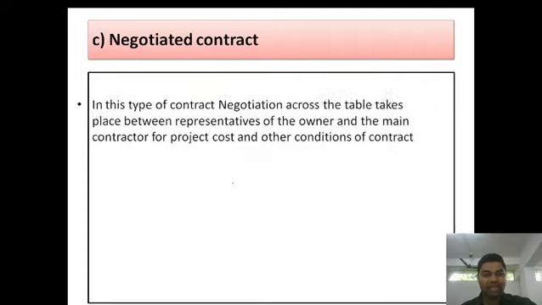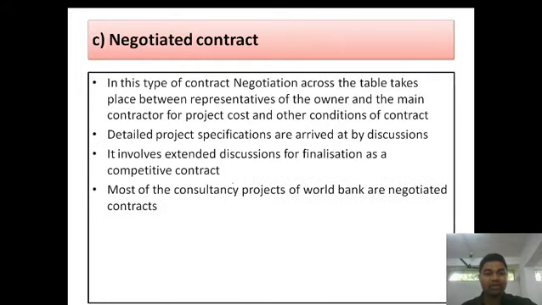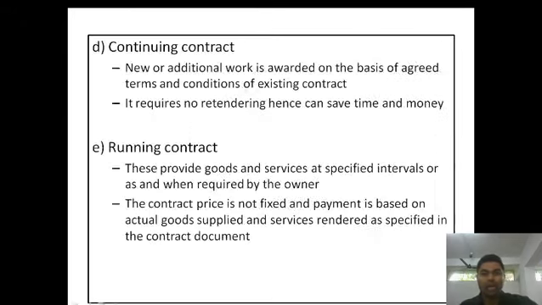Our next contract is the negotiated contract. In this type of contract, negotiation across the table takes place between the representatives of the owner and the main contractor for the project cost as well as other conditions of the contract. While continuing the contract, new or additional work is awarded on the basis of agreed terms and conditions of the existing contract, that is nothing but continuing of the contract. It requires no retendering, hence can save time and money.